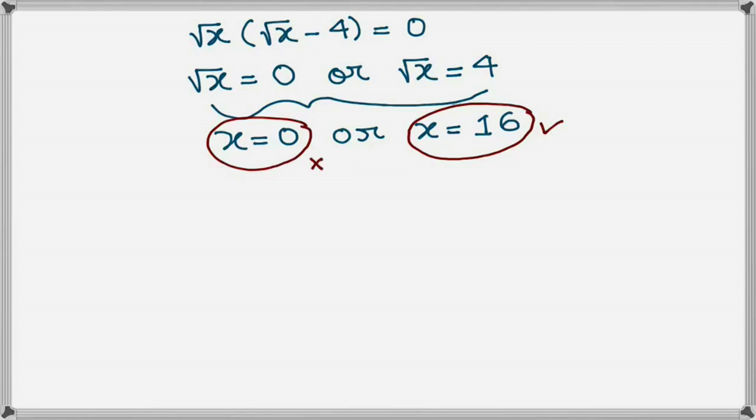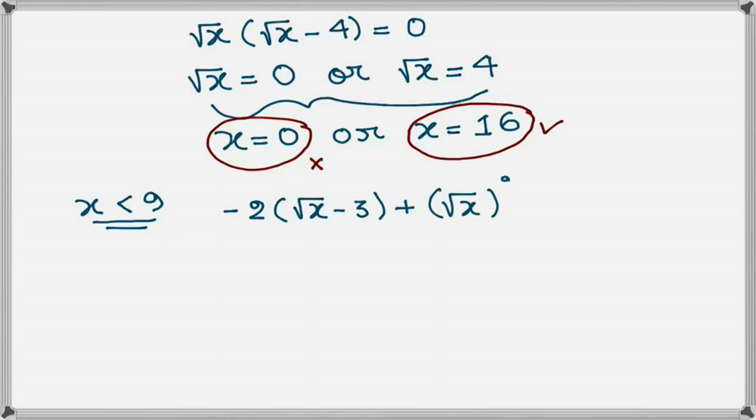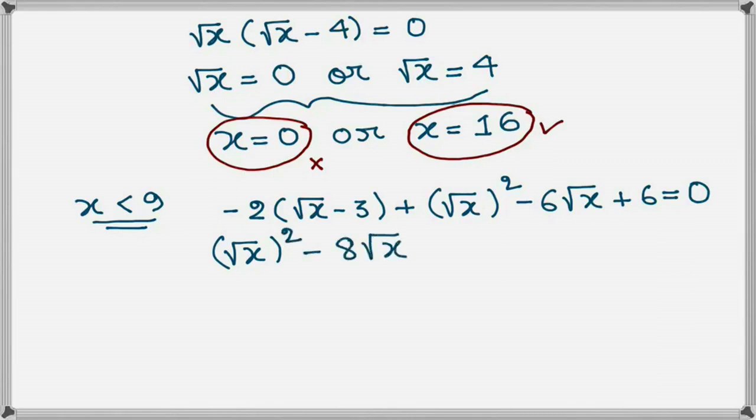Now we consider the next case, that is the case when x is strictly less than 9. And in this case our equation becomes minus 2 into square root of x minus 3 plus (square root of x) whole square minus 6 square root of x plus 6 is equal to 0. So therefore we have (square root of x) whole square minus 8 square root of x plus 12 is equal to 0. So again we have a quadratic equation in the variable square root of x.